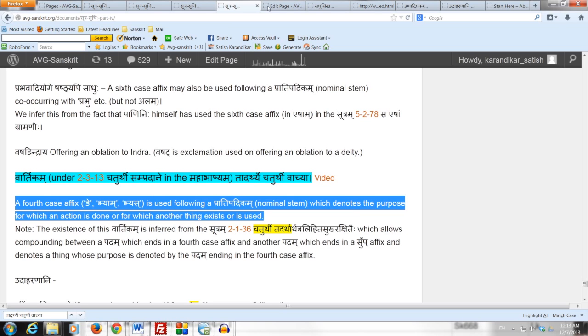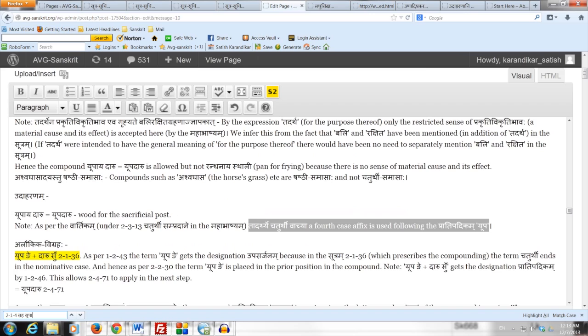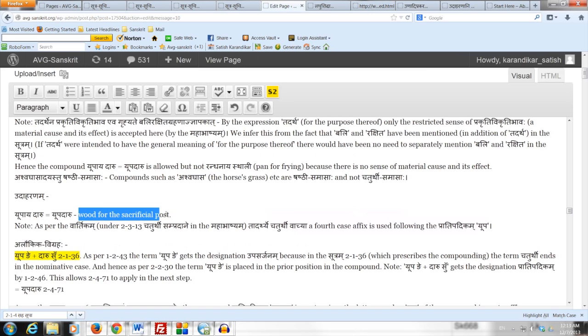Here the wood is being used to make the sacrificial post, hence Yupa takes the fourth case affix. The Alaukika Vigraha is Yupa Nye Chaturthi Ekavachanam plus Daru Su, compounding justified by the Sutram 2136 because we do have the material cause denoted by Daru Su, and we do have a Chaturthyantam Padam Yupa Nye which denotes the sacrificial post, which is the transformed effect. Hence the conditions for applying 2136 are satisfied.